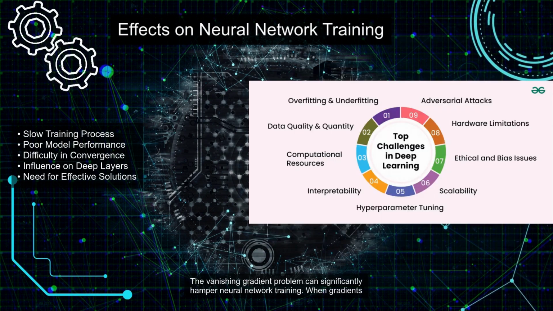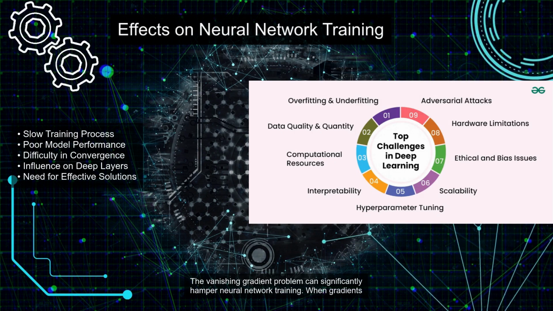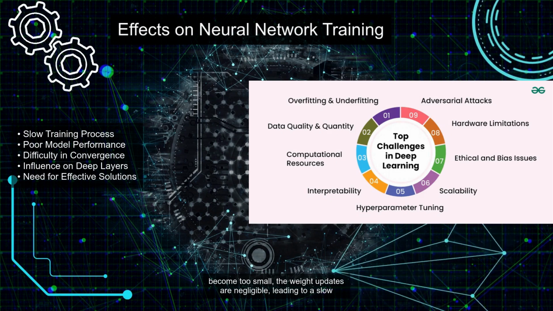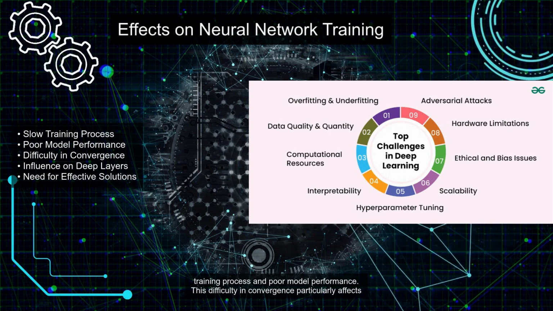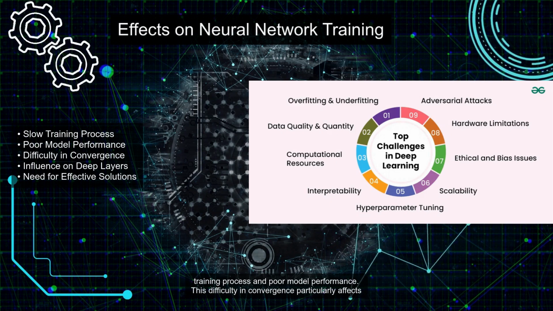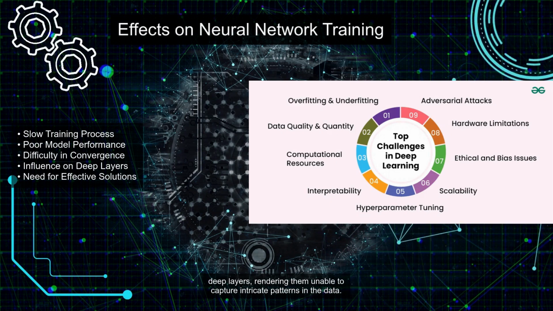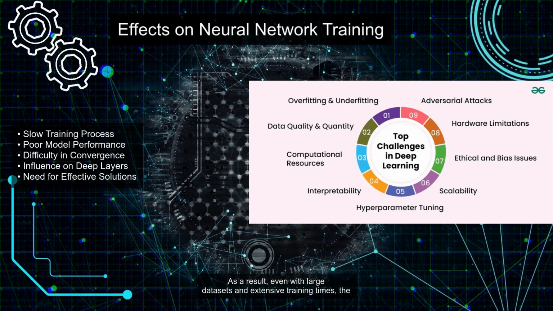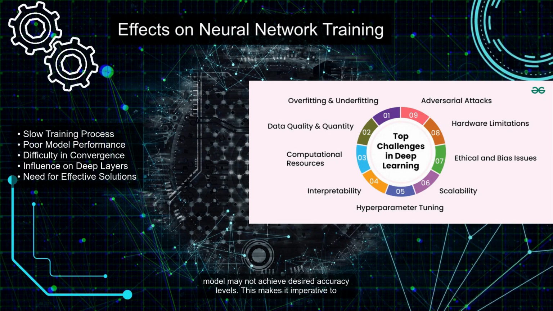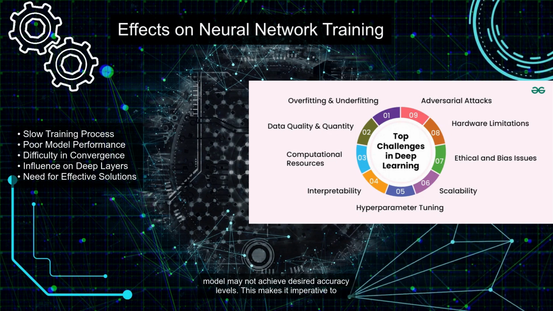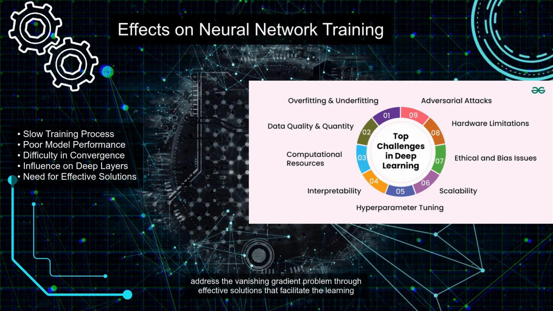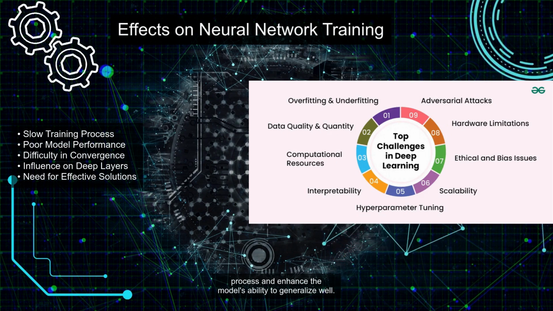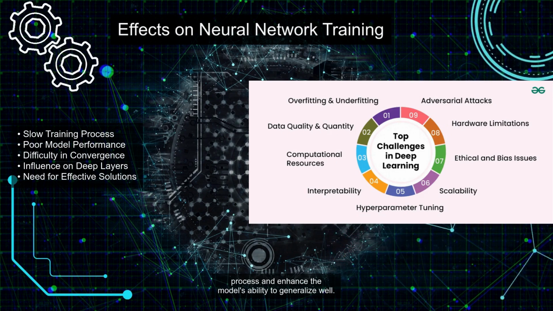The vanishing gradient problem can significantly hamper neural network training. When gradients become too small, the weight updates are negligible, leading to a slow training process and poor model performance. This difficulty in convergence particularly affects deep layers, rendering them unable to capture intricate patterns in the data. As a result, even with large datasets and extensive training times, the model may not achieve desired accuracy levels. This makes it imperative to address the vanishing gradient problem through effective solutions that facilitate the learning process and enhance the model's ability to generalize well.